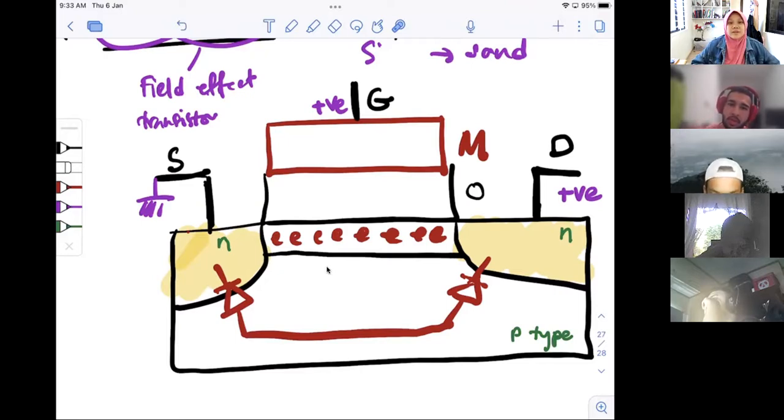I would say yes. How? Because of the gate and the voltage source. So where does the current flow from where to where? How about the free carriers, flow from where to where? The electrons.